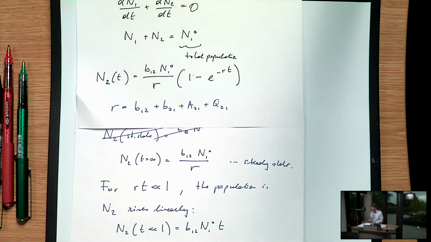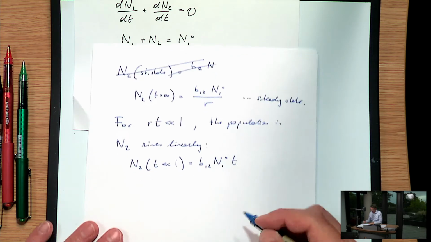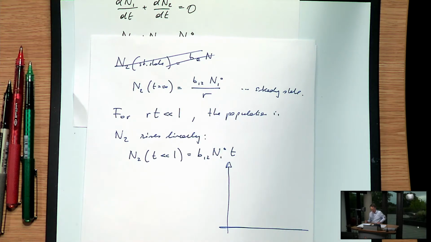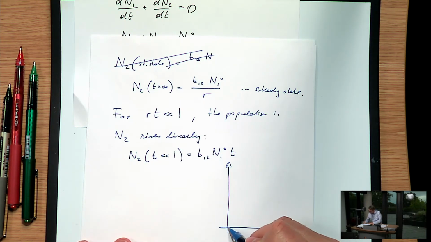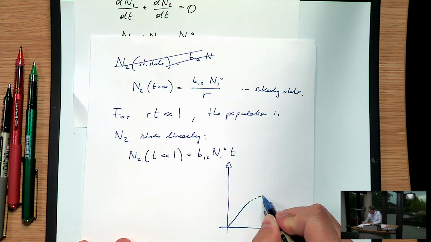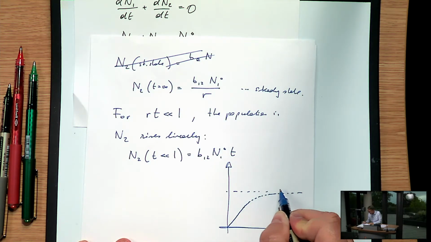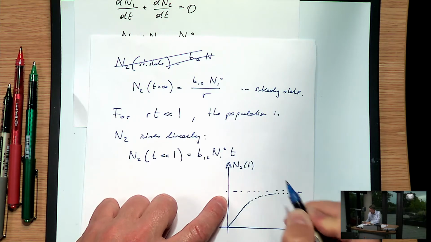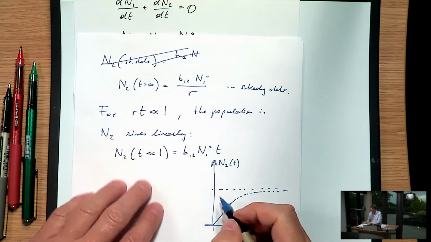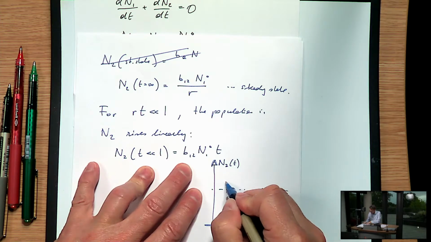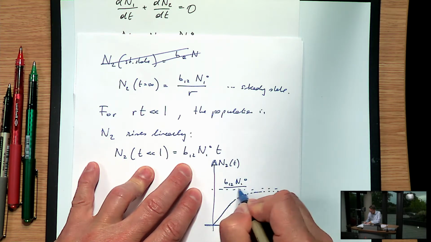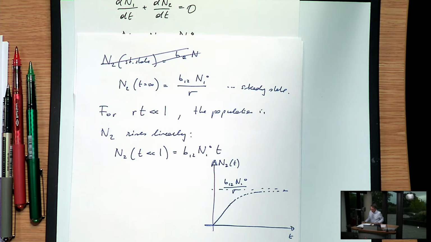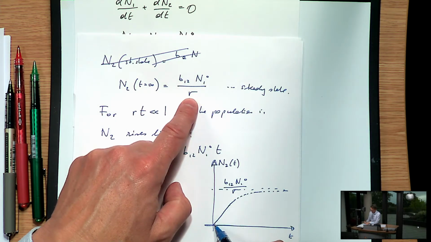And then it rolls over and reaches that steady state value here. So what this means is that you get a signal that starts rising and then reaches steady state. That's N2 of t against t, and the steady state solution here is given by B12 N1 naught over R. Now, very interestingly, if R is very large, then this drops down.